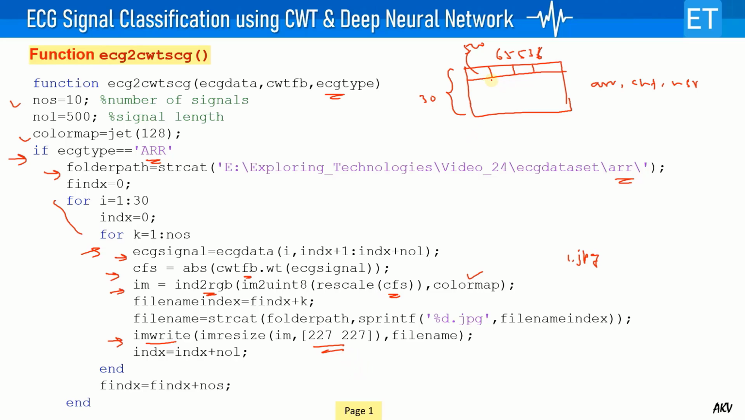So after this, this loop will run the number of signals, meaning 10 times. So the next chunk will be taken, the same procedure will be done for that, and it will be stored as 2.jpg and so on. Okay, and since we have a total of 30 rows, this outer loop is running from 1 to 30. So that's why all the ECG signals are converted into images and stored in the corresponding directory.